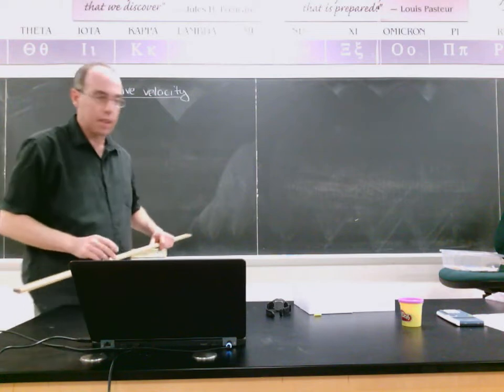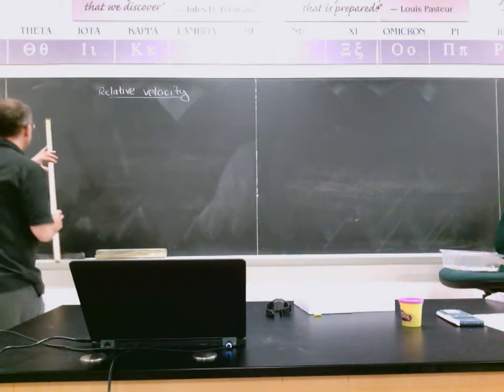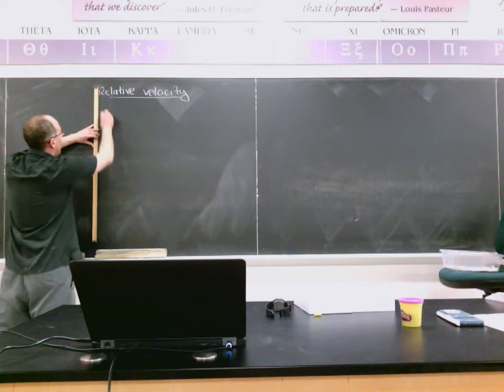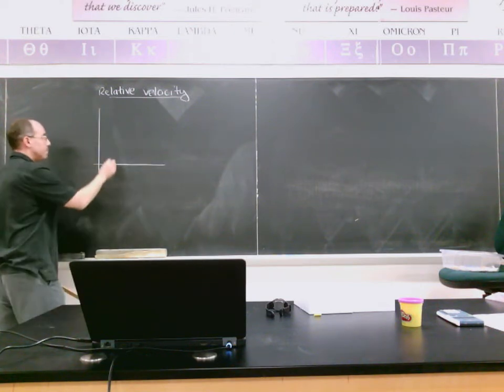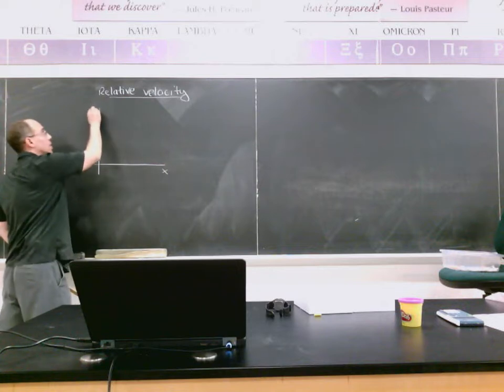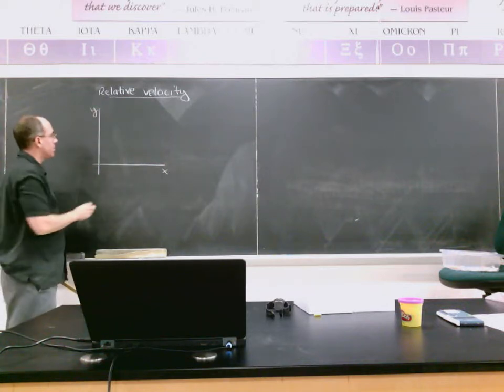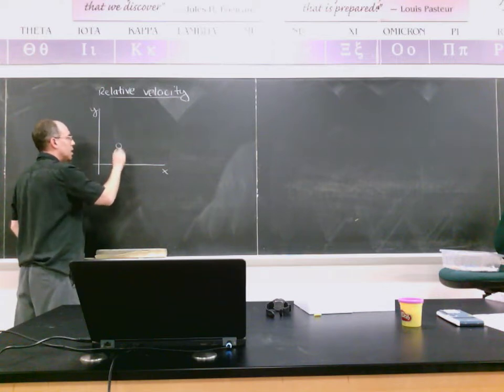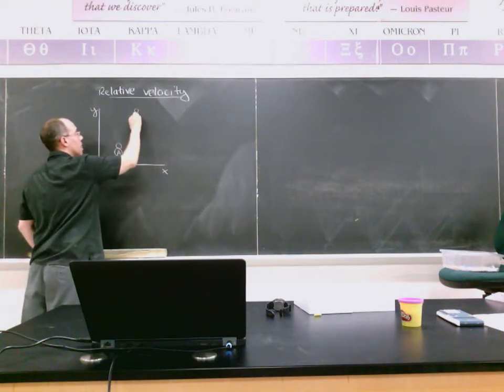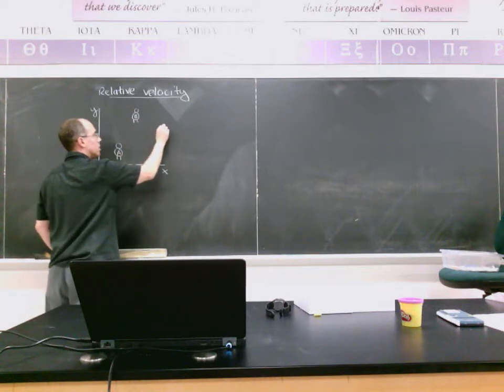Okay. So to get started, let's say we have 3 people moving in the Cartesian plane, right? Let's say they are person A, person B, and person C.